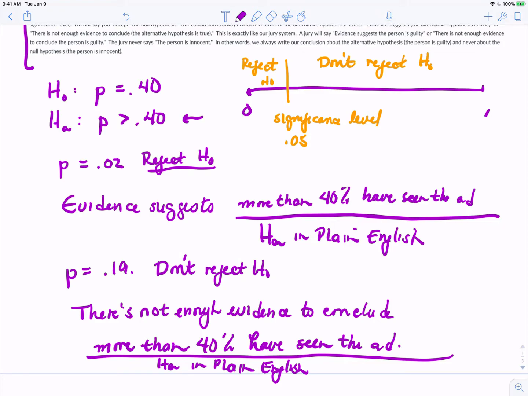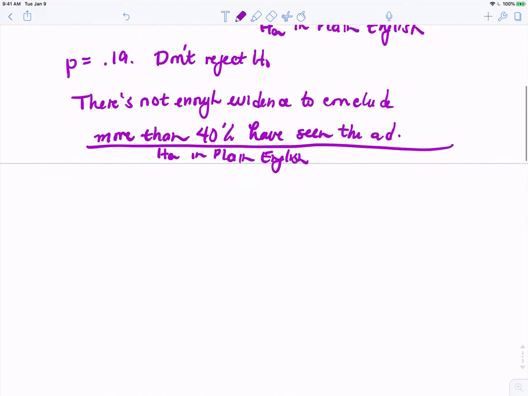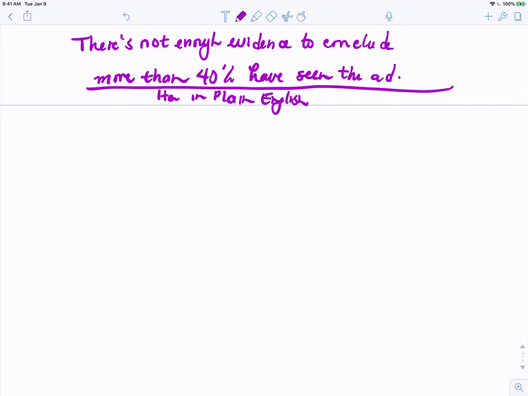So that's what this paragraph says in the section 8.2 notes, but it is very important. Here, let's do another example. Suppose we want to know, has opinion on global warming changed?